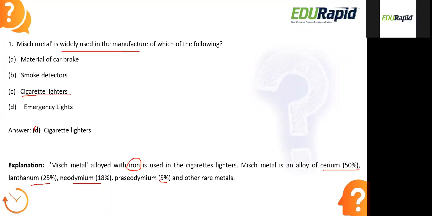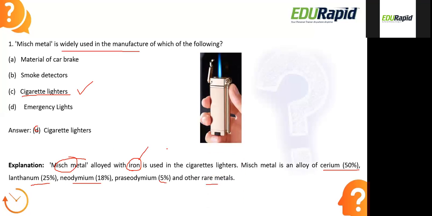Along with all of these different metals, there will be a few more rare metals in small quantities, based on their ratio, included to make this alloy. So mixed metal is an alloy which can be used in cigarette lighters. Because of this mixture, the alloy gives a specific property which is required to light up these cigarettes. It is basically an alloy of iron.